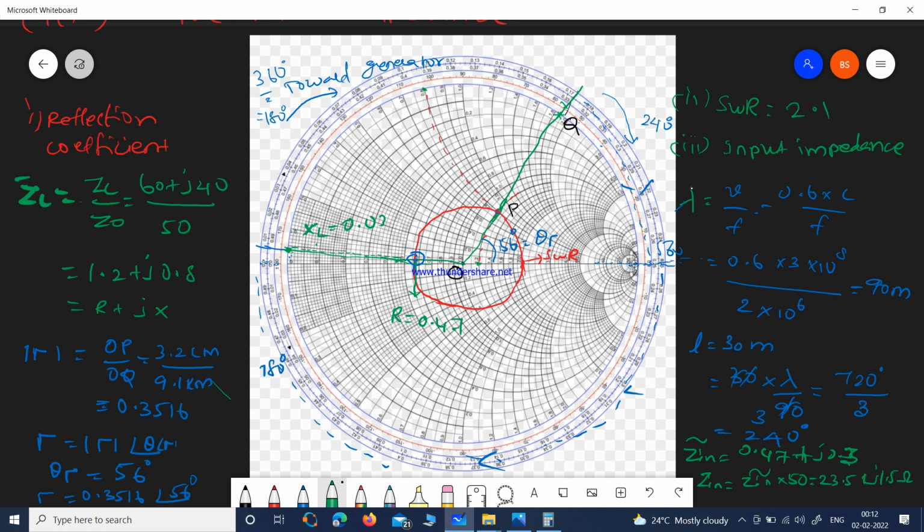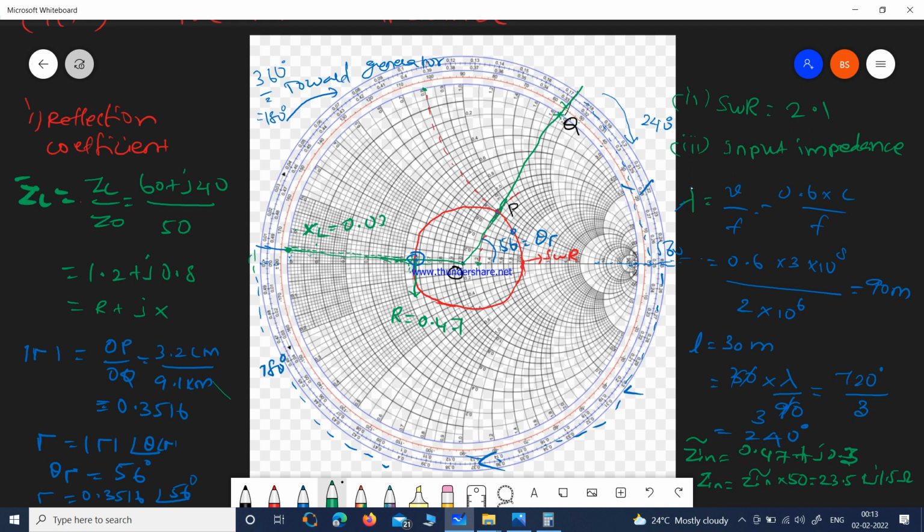So I need to move around 240 degree from this point. So I have to move almost to this point till it reaches here. Then from here where it cuts this circle, I need to find this point as well as the right hand circle. This point is 0.47 plus j 0.03. Since it is a normalized value, we want to find the original input impedance. So multiply with the Z0. So I'm getting the corresponding value.